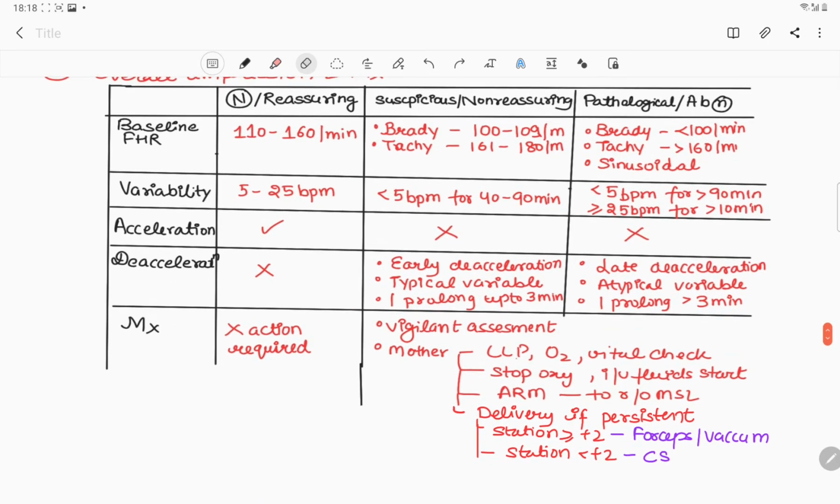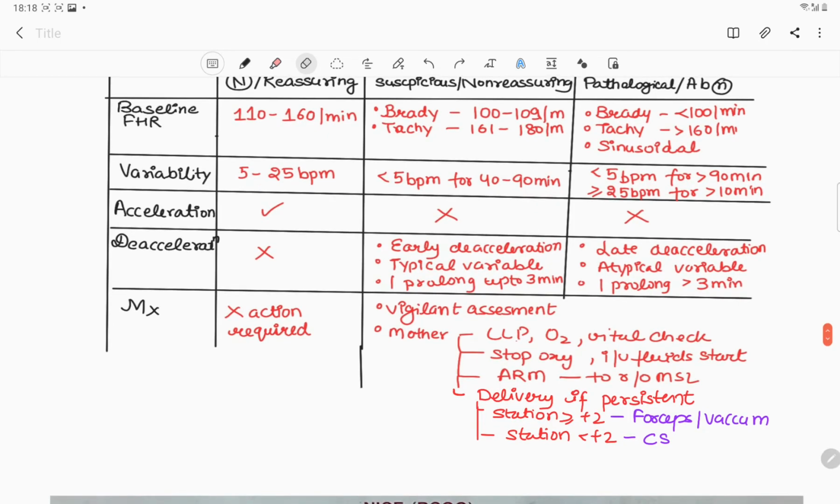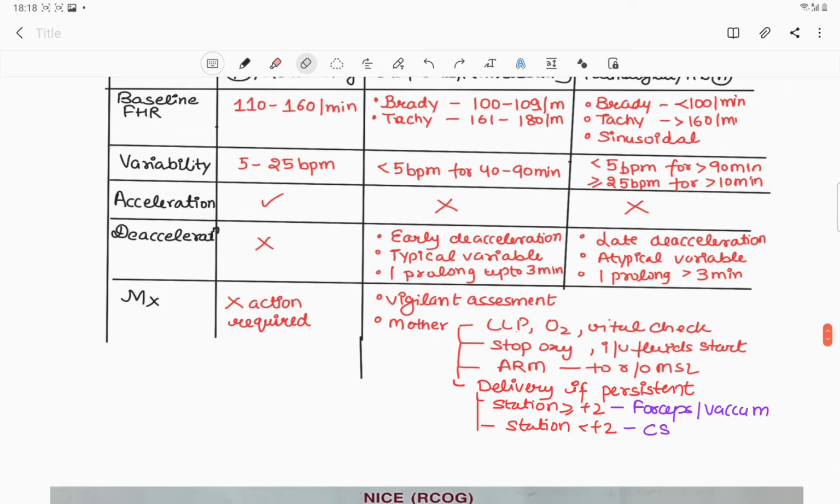In both suspicious and pathological, vigilant assessment is done. The mother is asked to lie in the left lateral position, and we have to administer 4 to 8 liters of oxygen and check the vitals of the patient. We have to stop the oxytocin infusion and IV fluids are started. Artificial rupture of membranes is done to rule out any meconium stained liquor, and delivery is considered if persistent CTG is showing suspicious or abnormal CTG.